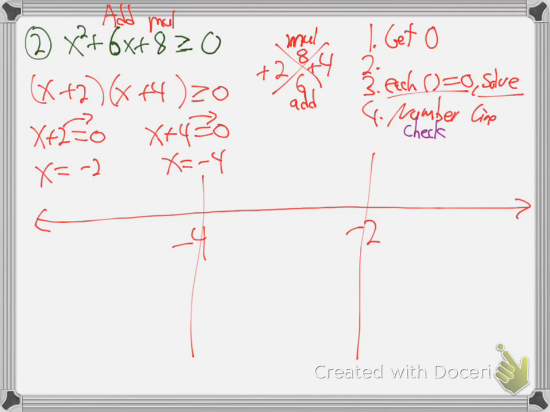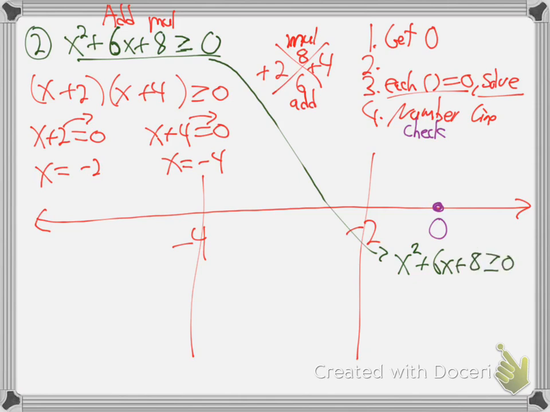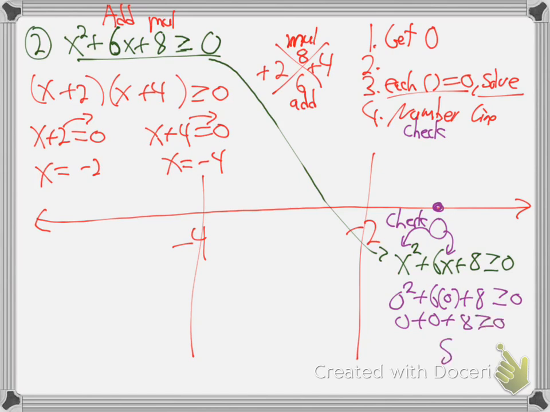Number line, check. So I'm going to check, how about let's check where 0 is. Where's 0? 0's over here. So I'm just going to plug in 0 to the original equation. I'm going to grab this original equation here, bring it down here. X squared plus 6x plus 8 greater than or equal to 0. And I'm just going to plug in 0. So what do you get? 0 squared plus 6 times 0 plus 8. That is 0 plus 0 plus 8 is greater than or equal to 0. So 8 is greater than or equal to 0. Is that true? Yeah, that's a true statement.